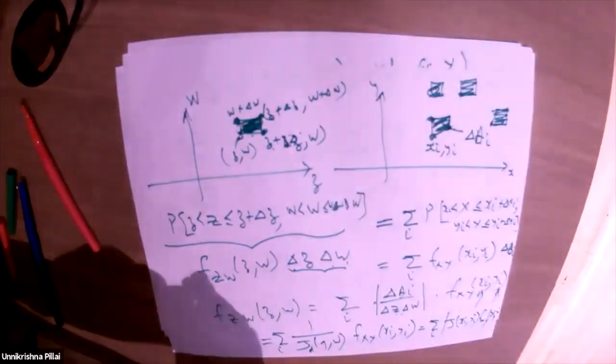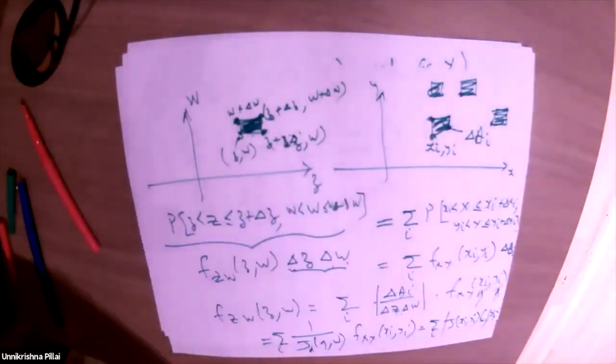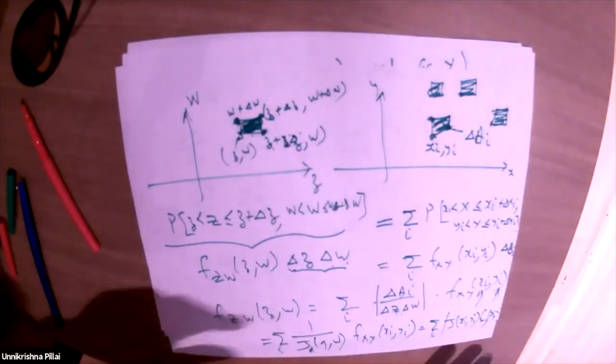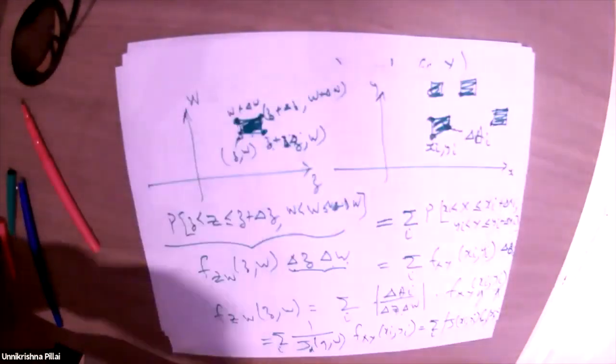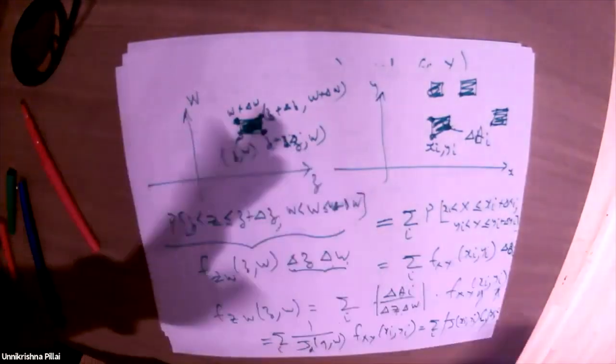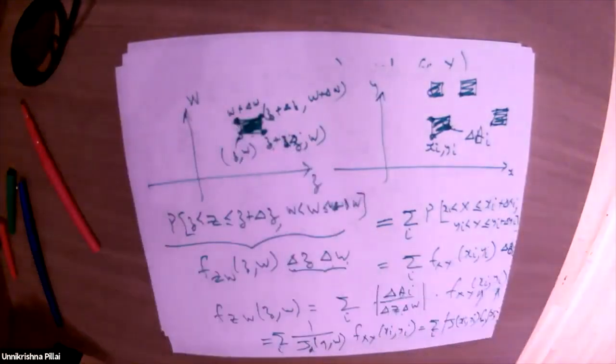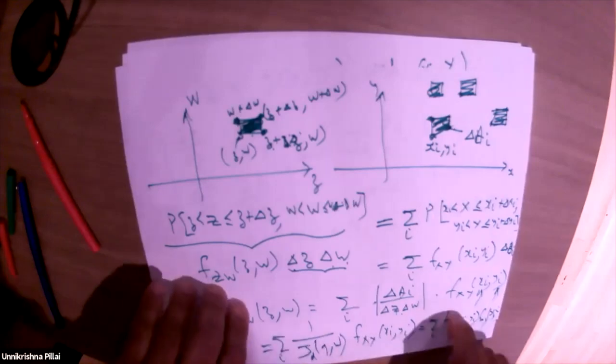That's the sum of the probabilities, because none of these regions are overlapping, etc. And then you just need to find the area of this. As I said, these are not rectangles most of the time; it will depend on the transformation, the curvature and so on. So this is the formula you get.